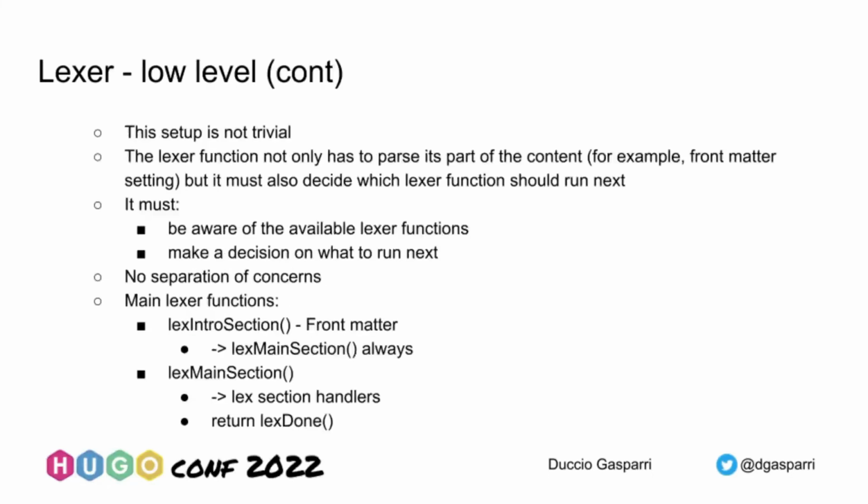This setup is non-trivial because any Lexer function not only has to process its part of the content, for example, front matter, but it must also decide which Lexer function should run next. In a sense, it must be aware of the available Lexer functions and make a decision on what to run next. There is no real separation of concerns, and when you try to understand Hugo's code, it's not so easy. That part is quite confusing.